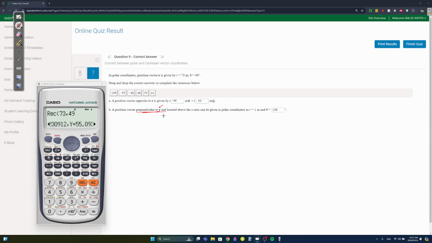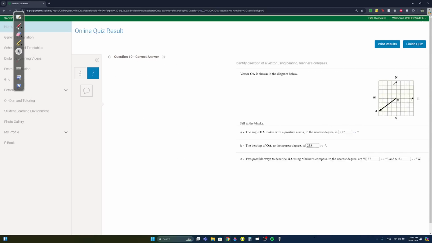If you want something perpendicular, you just add 90. Okay, I'm telling you. 49 plus 90, 139. But if they said below instead of above, then you do what? Minus 90. So it depends. You either add or minus 90. You don't add anything else because you said perpendicular.